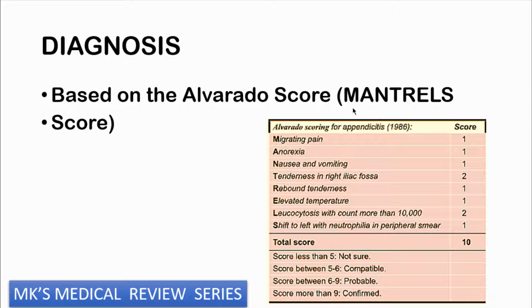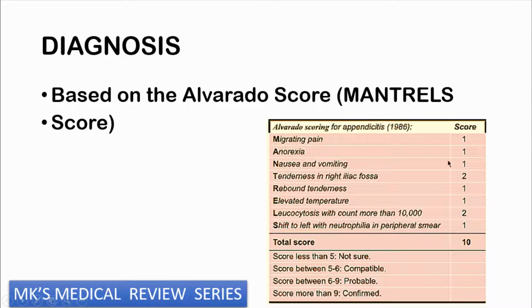So when it comes to the diagnosis of appendicitis, it is based on a certain score, which is known as the Alvarado score. It's also referred to as the MANTRELS score, first described in 1986. So you can use the mnemonic MANTRELS to help you remember the different scores. Each of these parameters is scored out of 1 except 2 parameters, and the total is scored out of 10. So if the patient has migrating pain, that is periumbilical pain migrating to the right iliac fossa, you give them a score of 1.